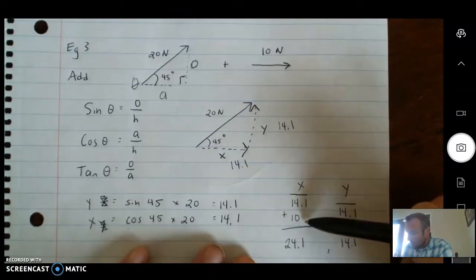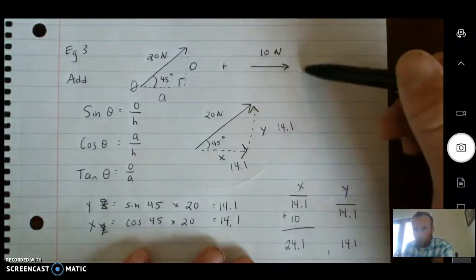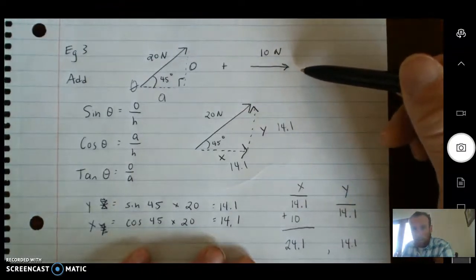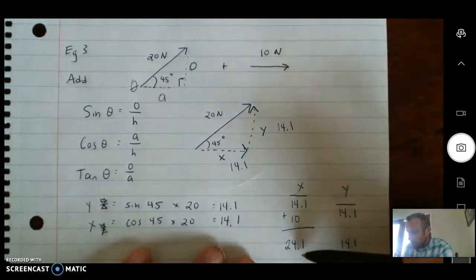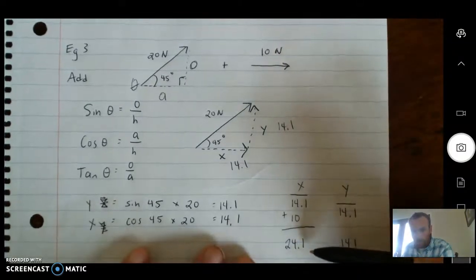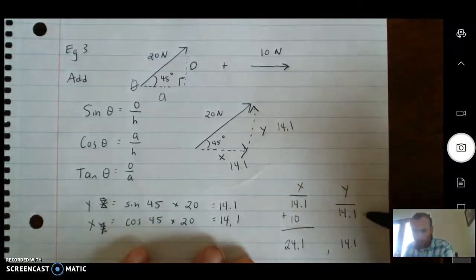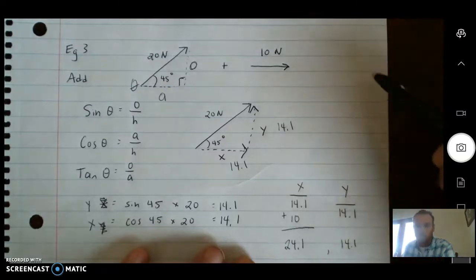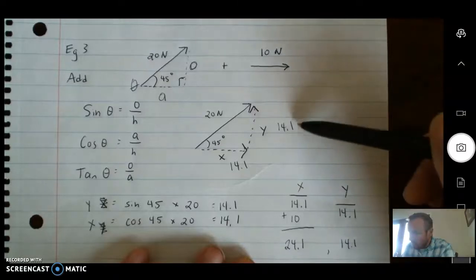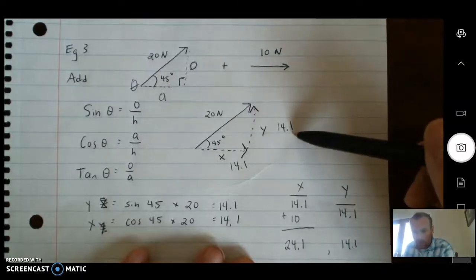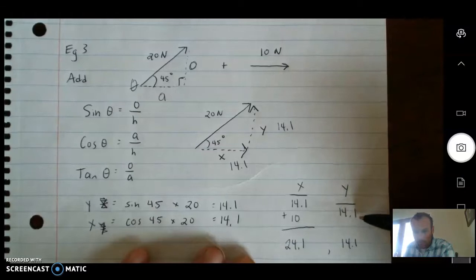I'm going to add that to my original other force vector of 10 newtons, which was all pointing along the x-axis, and those add up to 24.1. So we call this the sum of the x components. The y component list is short. There's only one thing here, and that's because there's only one portion of these force vectors that is pointing in the y dimension. My y component, like we talked about, was a positive 14.1, and that's because it's pointing up.